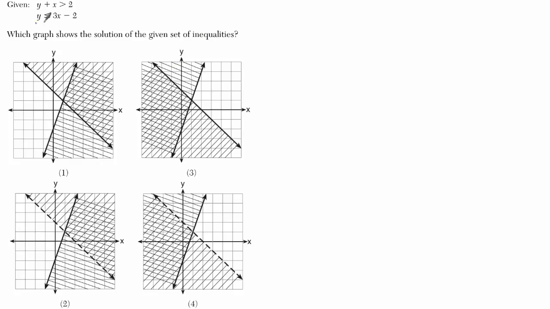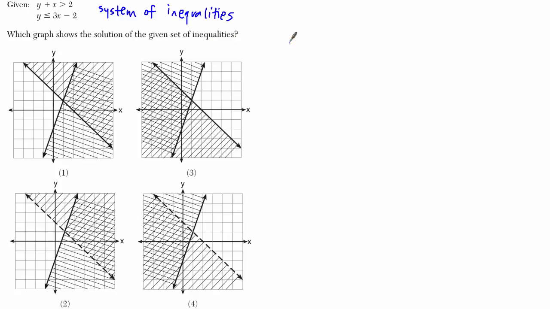So we have two inequalities here, and when we're talking about the solution of a set of inequalities, this is really solving a system of inequalities. So that's the type of problem this is. In order to solve a system, we need to graph each of the two inequalities on the same graph paper and find where the two inequalities overlap.